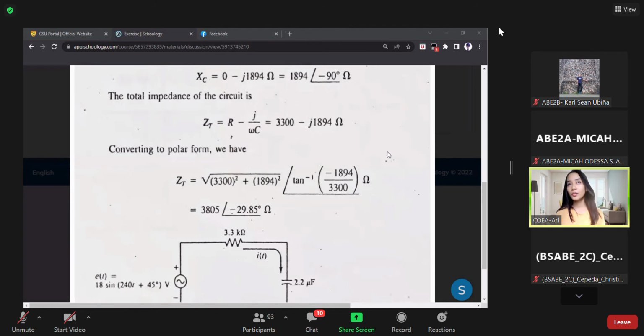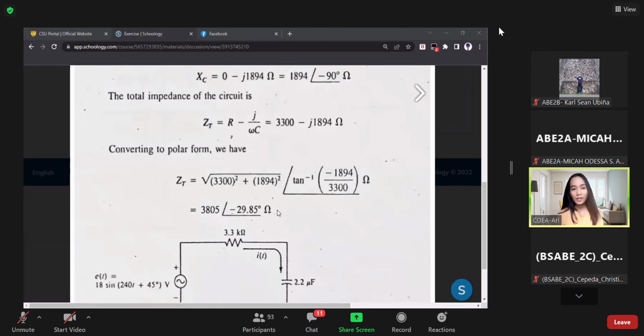So, paano siya mas madaling matandaan? Previously, in our inductor, we just have to add plus J or plus I sa calculator. Pag pumunta ka naman kay capacitor, minus lang din. They are just inverse. Ganun lang. Okay, so that is how to solve for the impedance of RC series circuit.